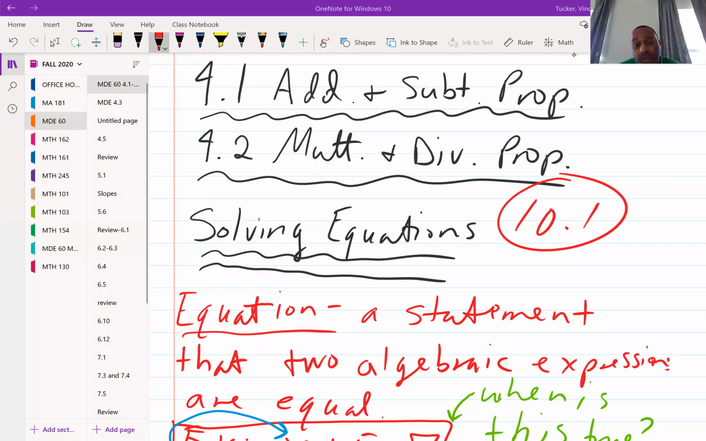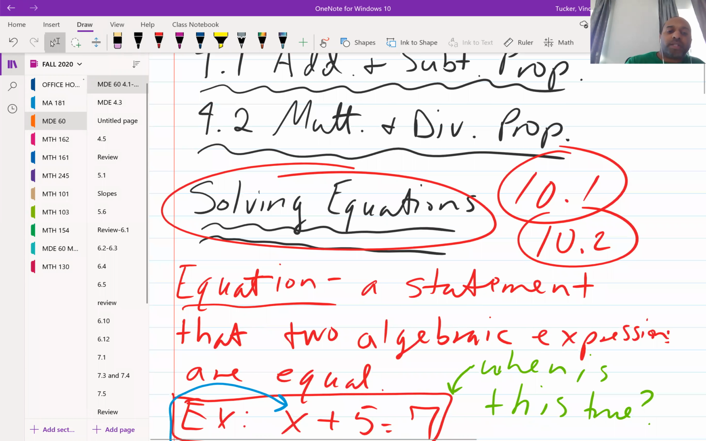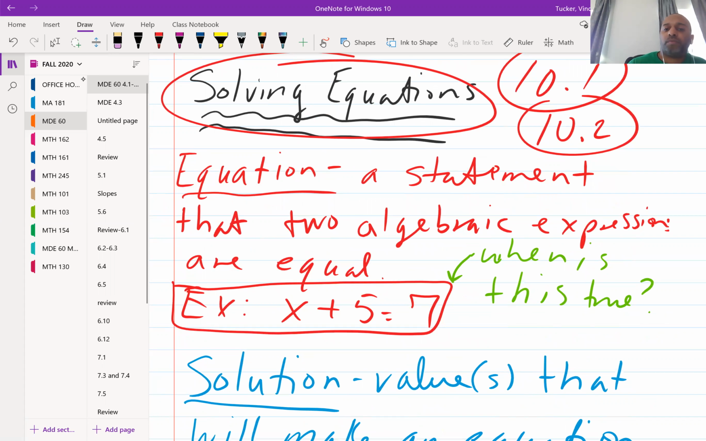All right, so we're looking at 10.1 and 10.2, solving equations. So an equation is a statement that two algebraic statements are equal. So an example of that is x plus 5 equal to 7.